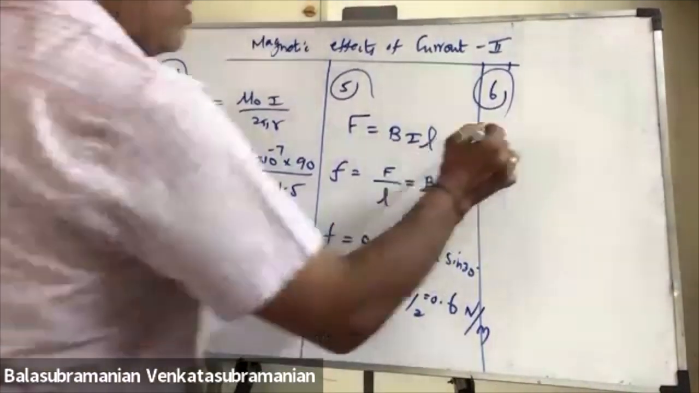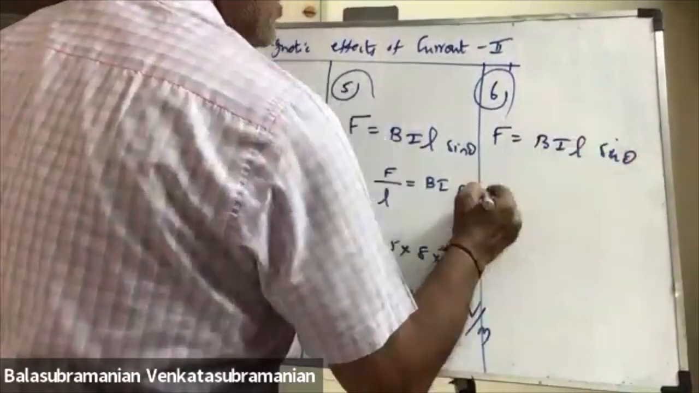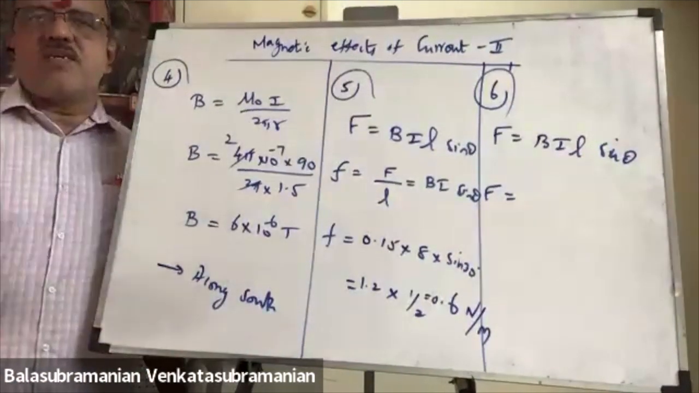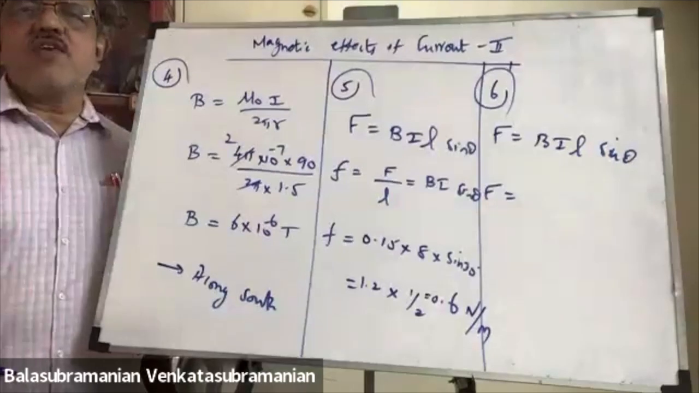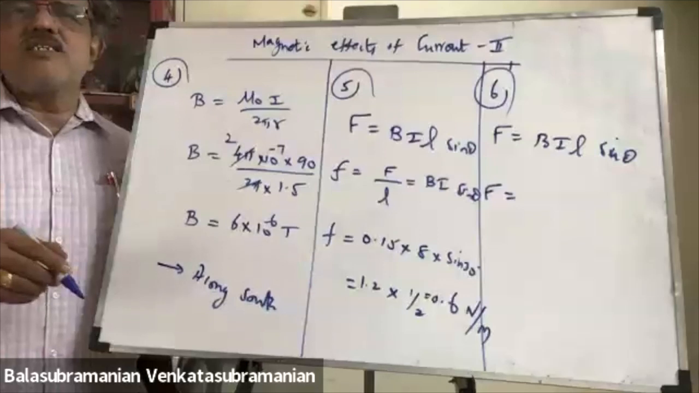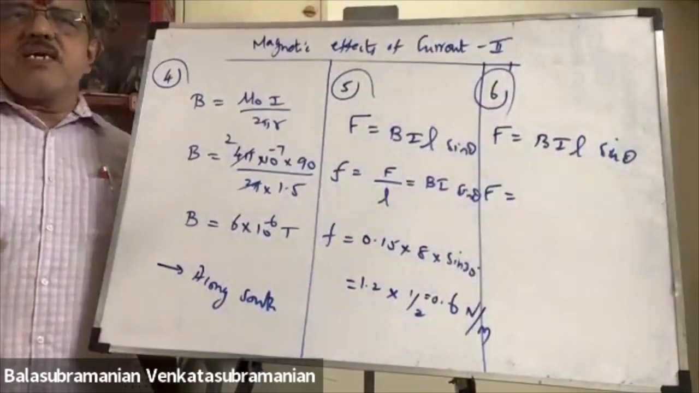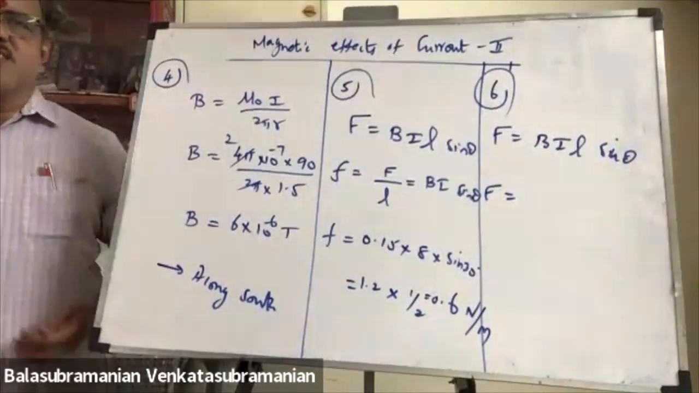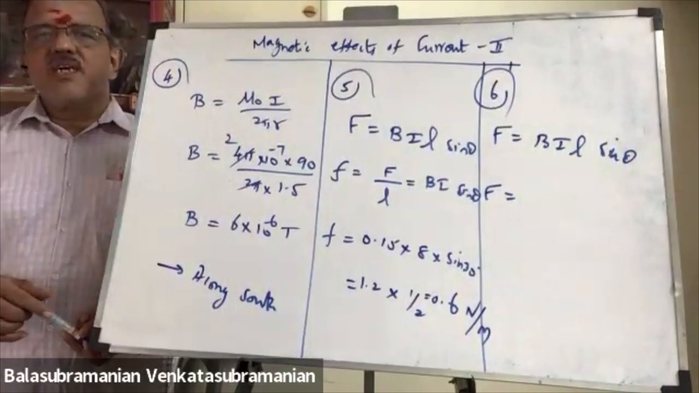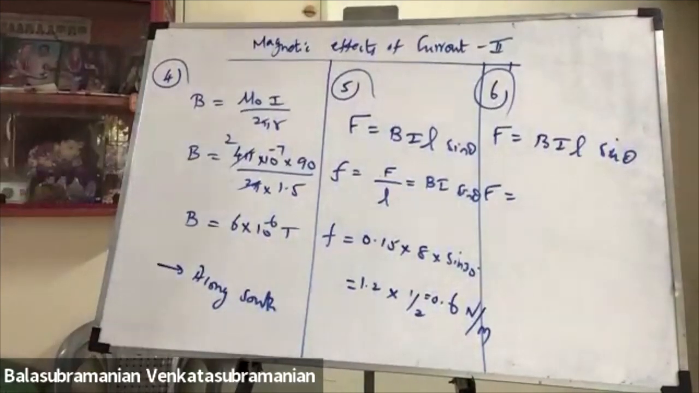Same formula. F is equal to BIL sin theta. Instead of giving B directly, they have given the magnetic field due to the solenoid. Generally, the magnetic field value they will give and we will substitute. Here, for a solenoid, it is given. So what is the force experienced? Basic formula, BIL sin theta only. So there is no change in that. F is equal to BIL sin theta.